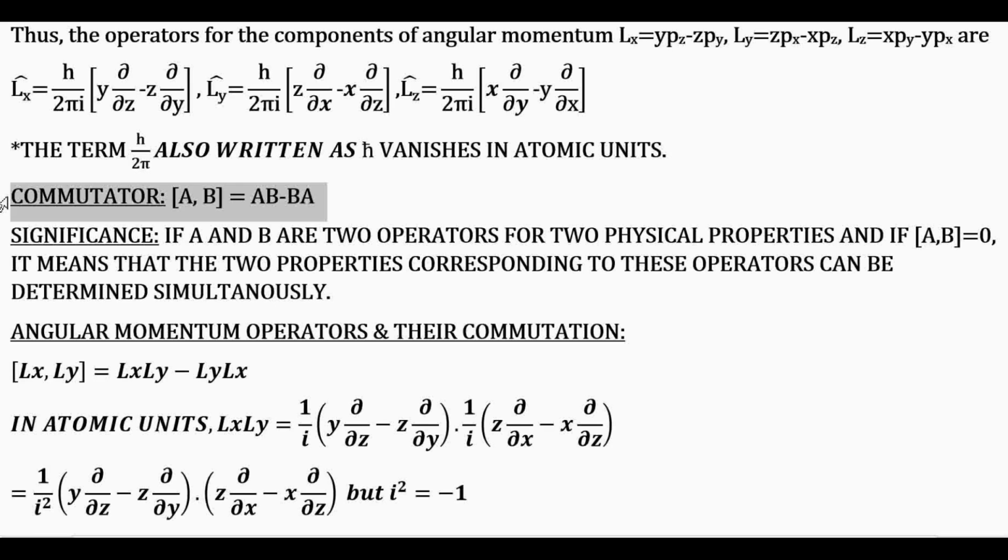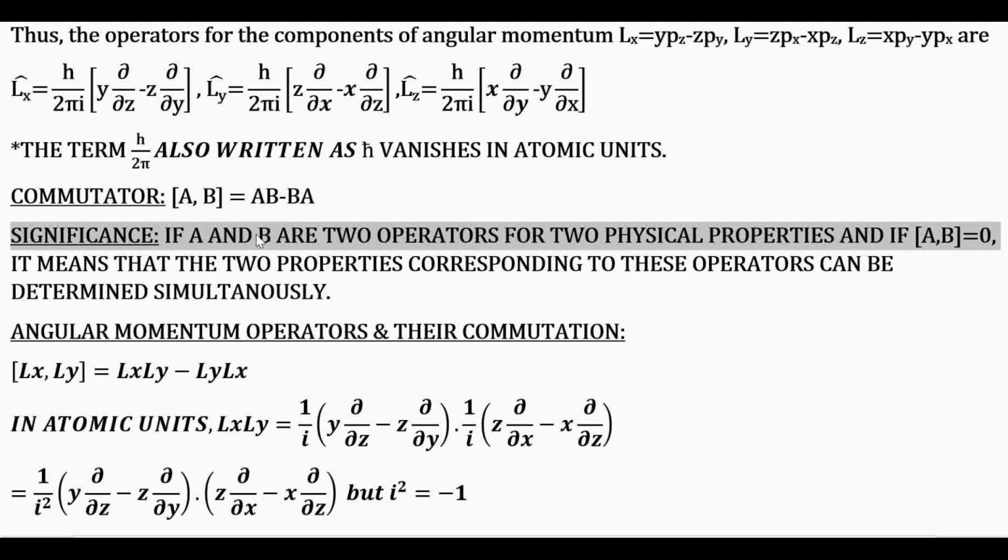Mathematically, when we say commutator AB, it has to be shown like this: square bracket A comma B bracket over. This means commutator AB, and commutator AB is equal to A multiplied by B minus B multiplied by A. This commutator property is extremely important in quantum mechanics. Why? I will explain the significance of the commutator.